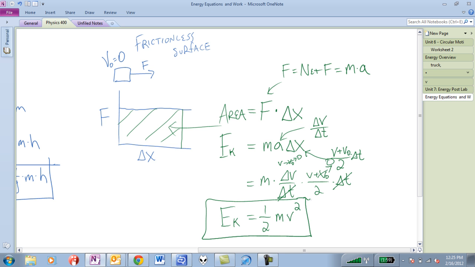Box that sucker in. And so now at any given moment, if an object has velocity, we can calculate it by going 1/2 mv squared. And what's also really nice about this is this actually works if an object is not necessarily accelerating at the same rate. It can be having a variable acceleration, and this will still work. So that is our second equation that we get.